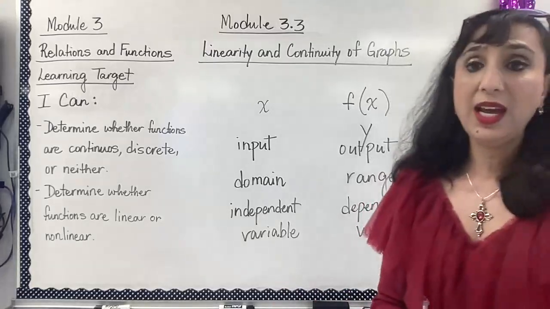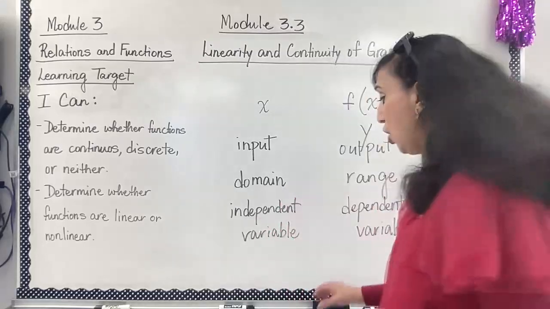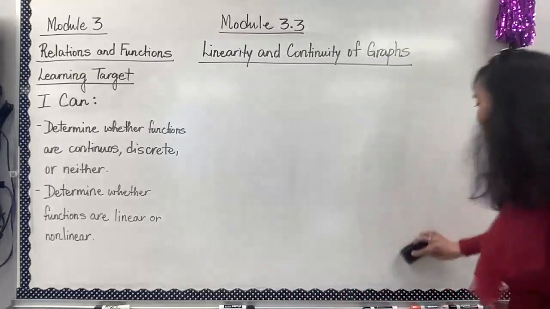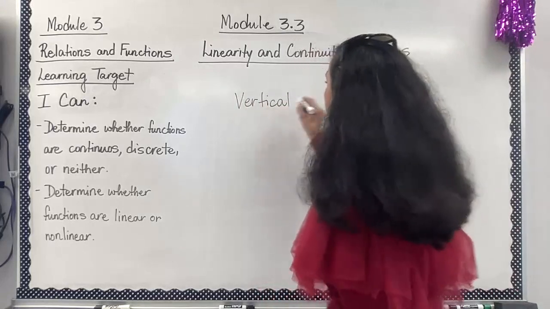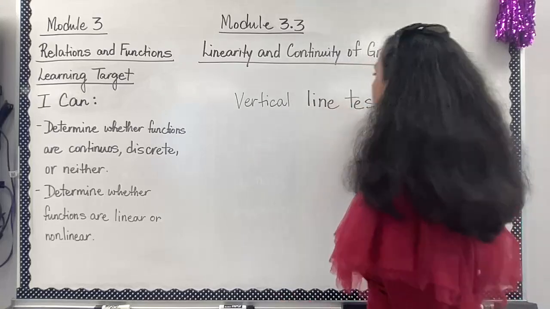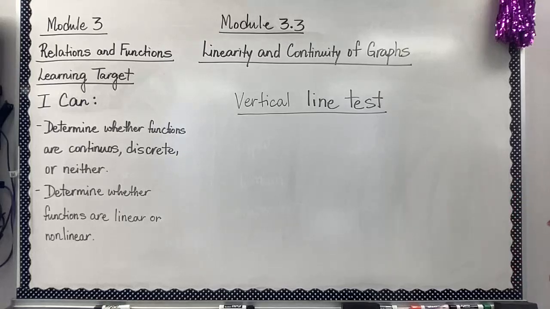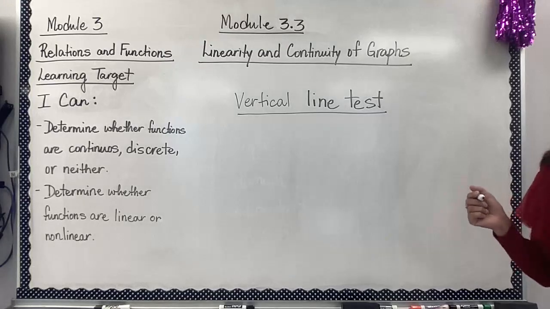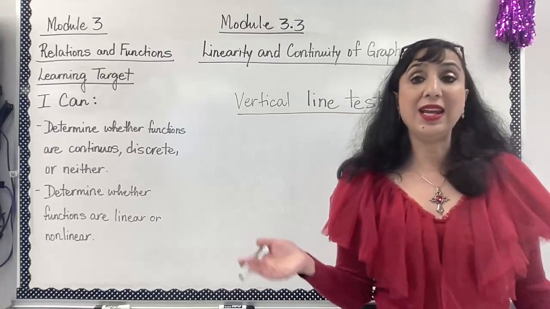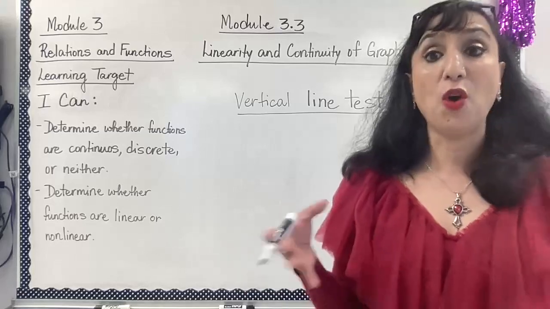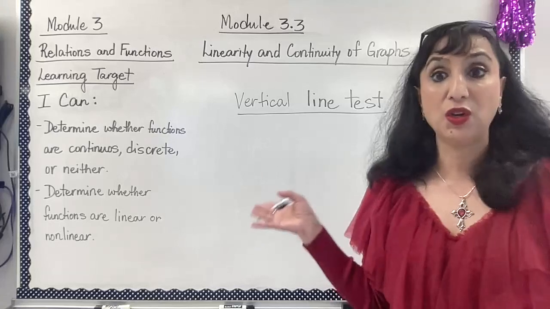Another thing I want to quickly show you once again is how to know if a graph is a function or not. In order to see if a graph is a function, it has to pass the vertical line test. This can be used to determine whether a graph represents a function. If we draw any vertical line through a graph and it intersects the graph only once, then it is a function. But if it intersects the graph more than once, it is not a function. So let me show you some quick examples.